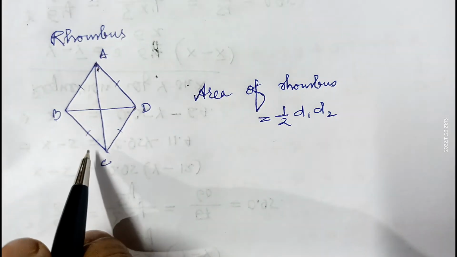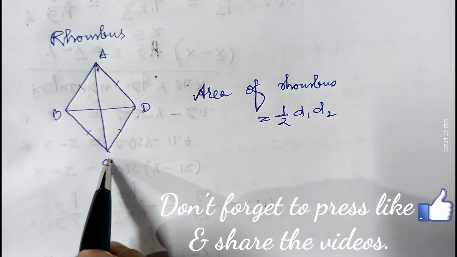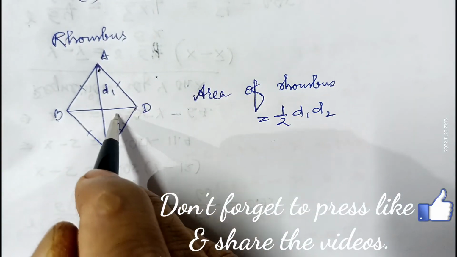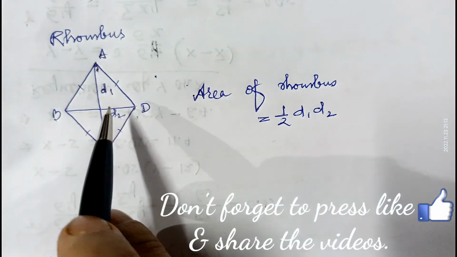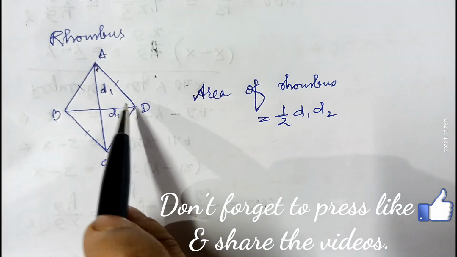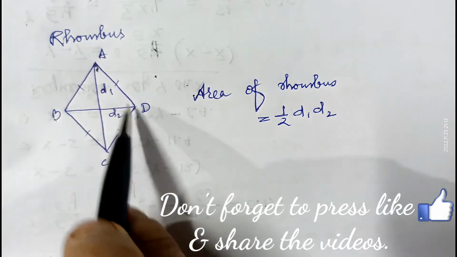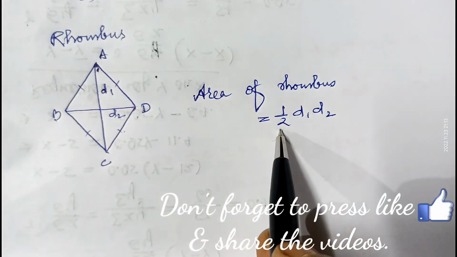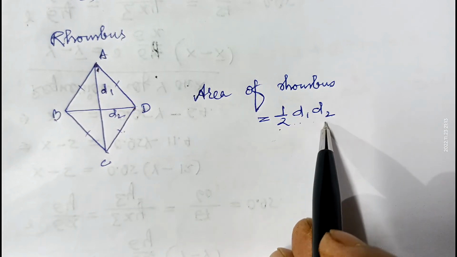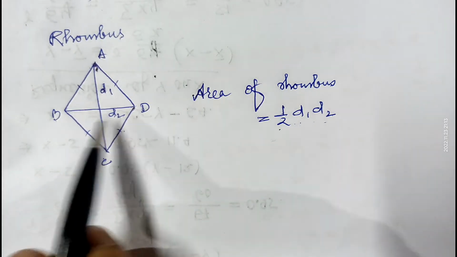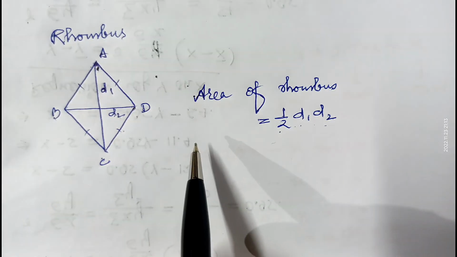Suppose ABCD is a rhombus and here AC is one diagonal, let it be diagonal 1, and BD is another diagonal, let it be diagonal 2. And we know a rhombus is a parallelogram where all the sides are equal. If you want to find the area of a rhombus, then area will be half into diagonal 1 into diagonal 2, where diagonal 1 we can consider AC and diagonal 2 will be BD. I hope these formulas are clear.